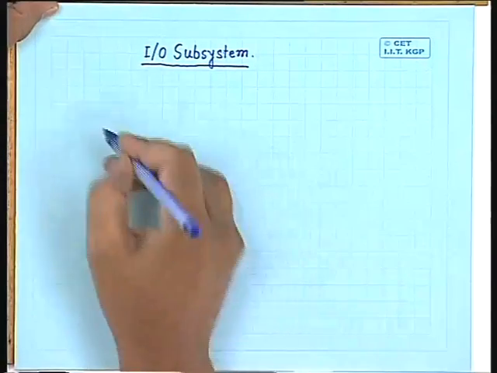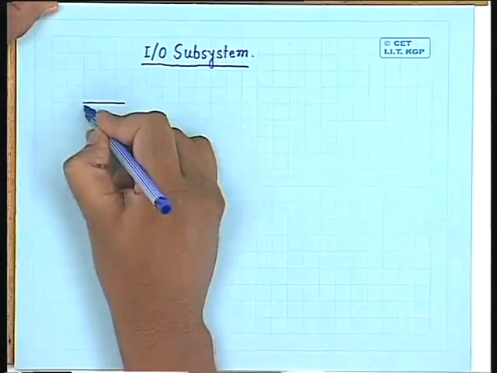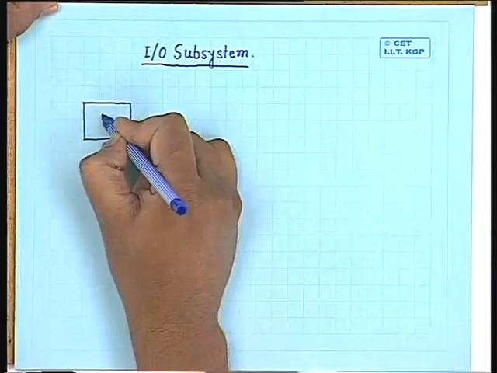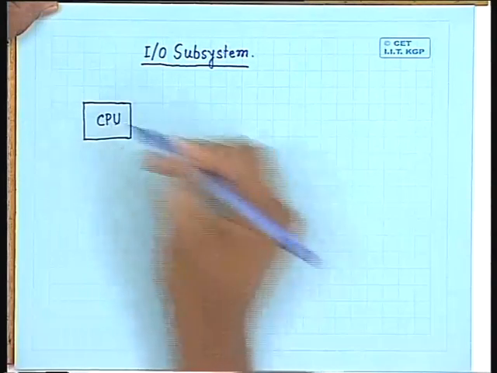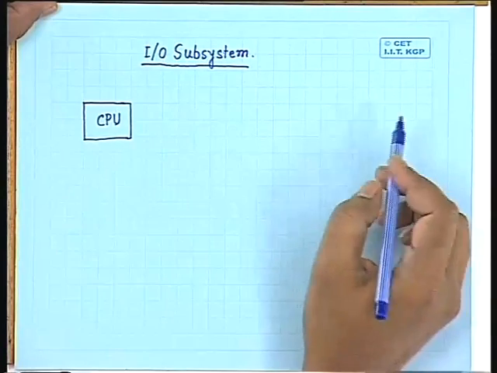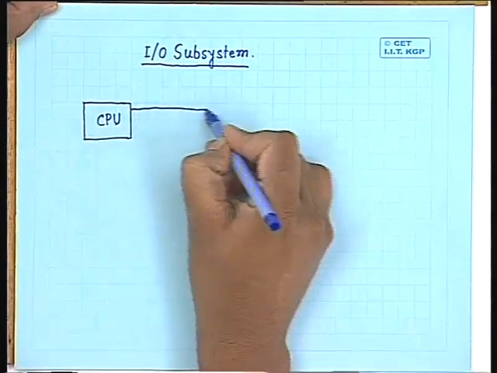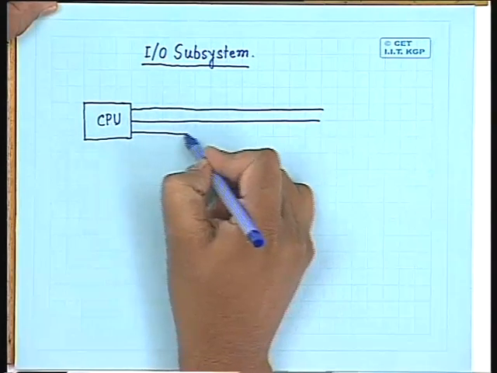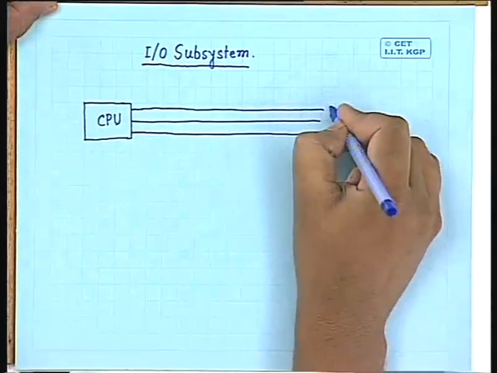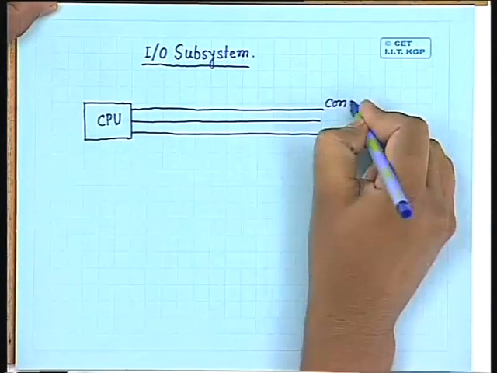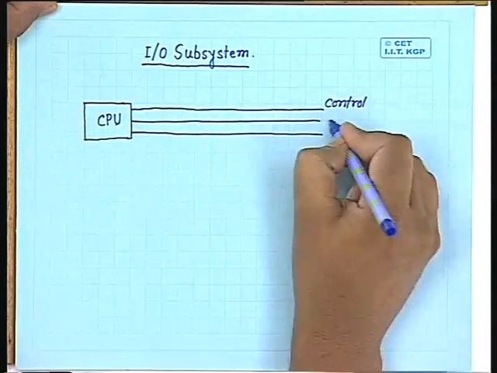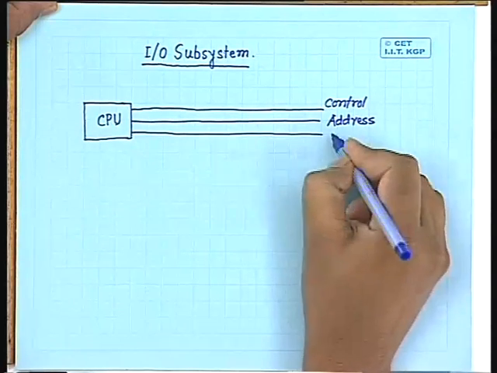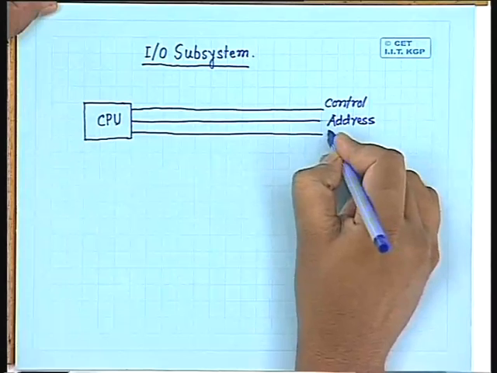So if you look at any computer system, as we have seen earlier, at the heart of the computer system is the CPU, and the CPU is connected with a number of input-output systems in addition to the main memory. Okay, so I'll have a number of buses. A few of the lines taken together will be called the control bus, then the address bus, and the data bus. So suppose this represents the control bus, the second set of lines represents the address bus, and the third set of lines may represent the data bus.